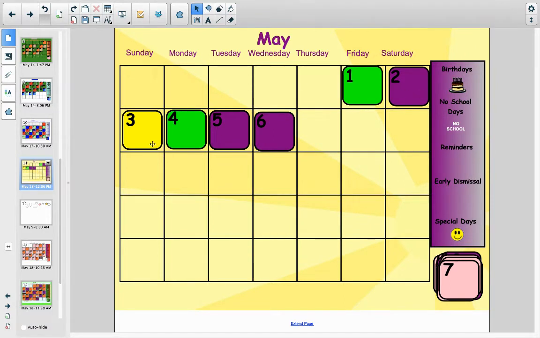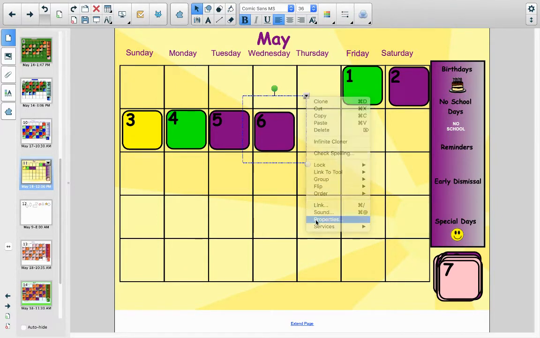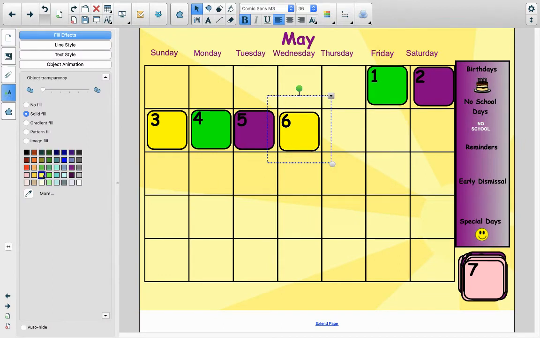Green, purple, yellow. Green, purple. And you would pick, what's the next color? Yellow. So green, purple, yellow. Green, purple, yellow. That's our pattern.